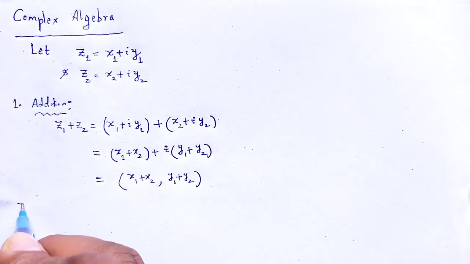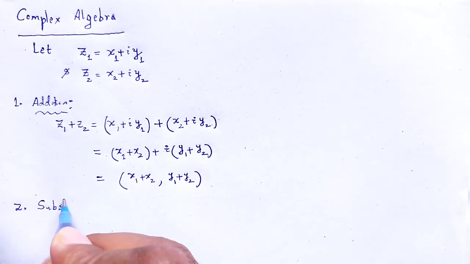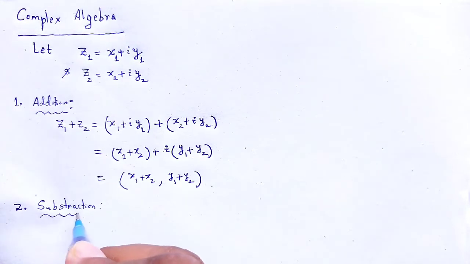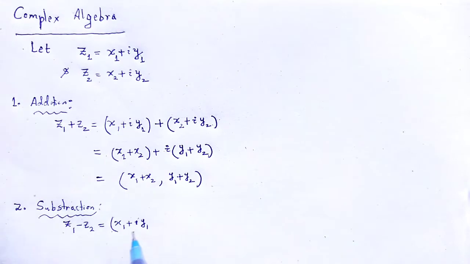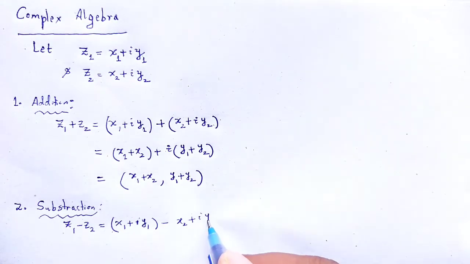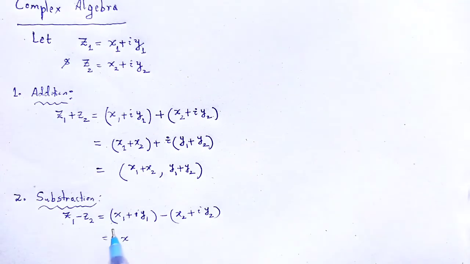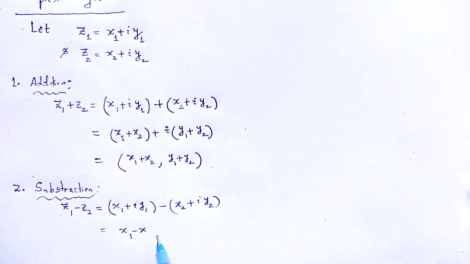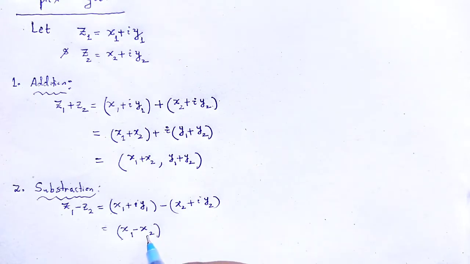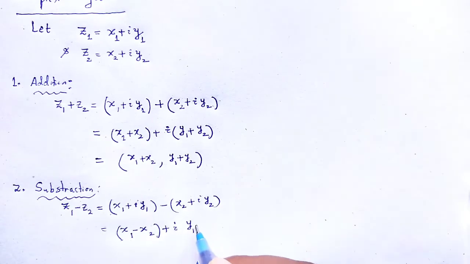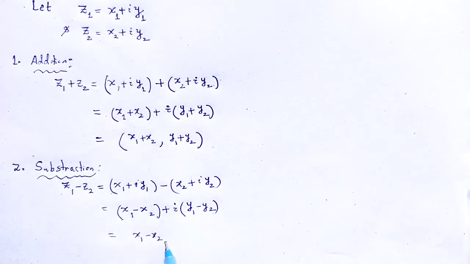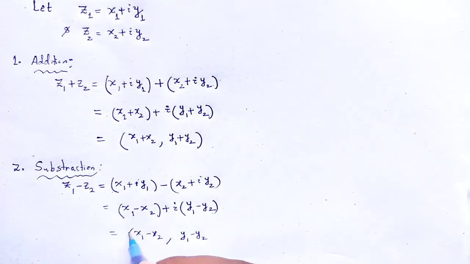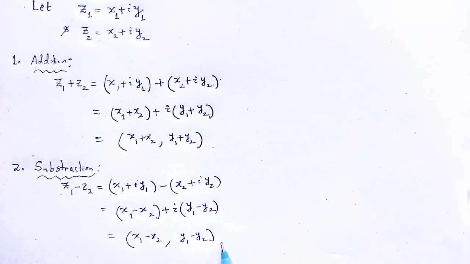Next, another algebraic operation, that is subtraction. z1 minus z2: x1 plus i y1 minus x2 plus i y2. Subtracting the real parts, x1 minus x2, plus i times y1 minus y2. That is written as (x1 minus x2, y1 minus y2). So, the subtraction of two complex numbers results in a complex number.